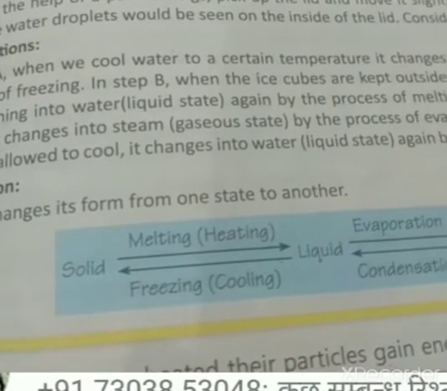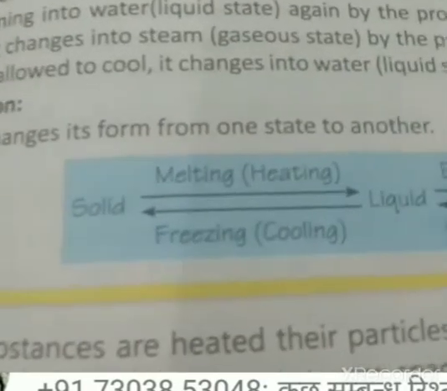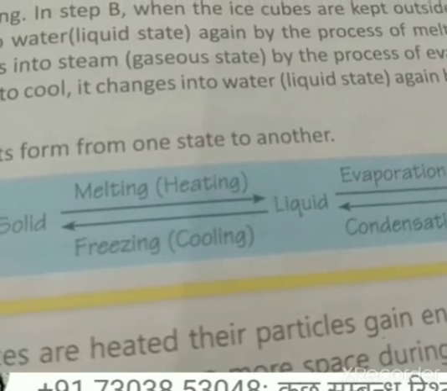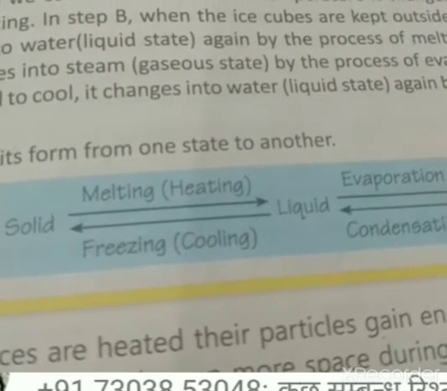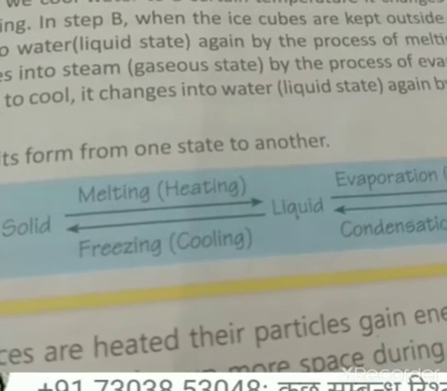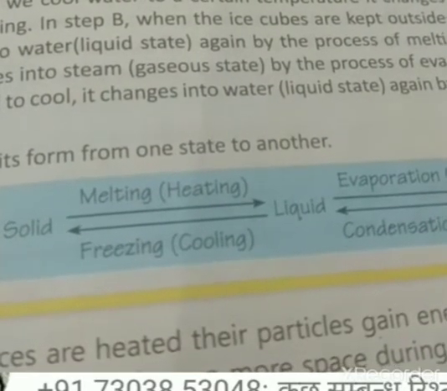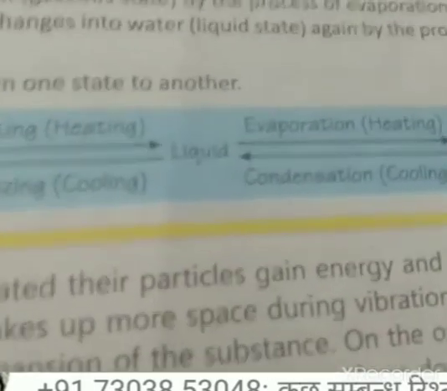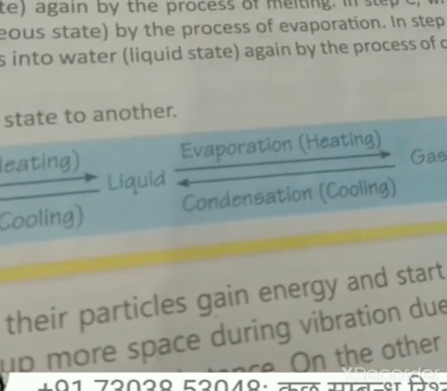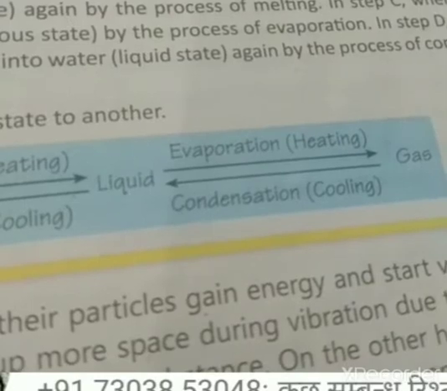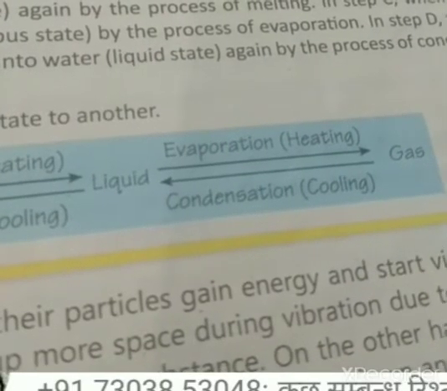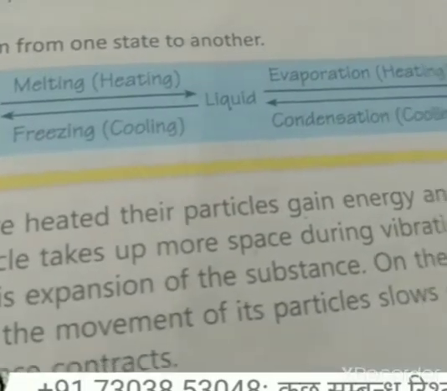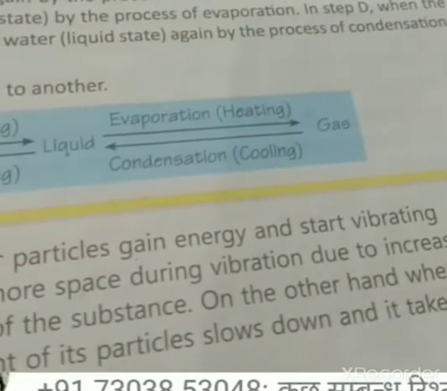Conclusion. Matter changes its form from one state to another, and that is called the change of state of matter, and it is reversible. The solid changes into the liquid by melting, and the liquid again changes into the solid by freezing. You see in the table, liquid changes into gas by evaporation, and this gas changes into liquid by the condensation process.